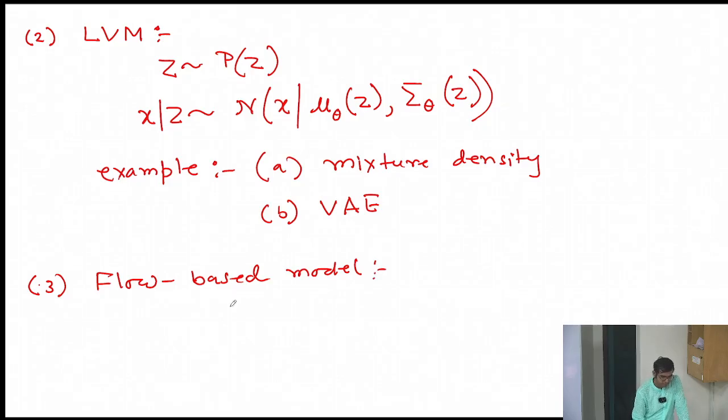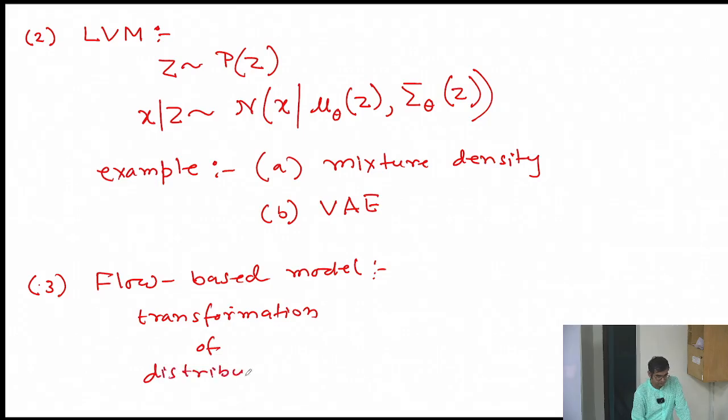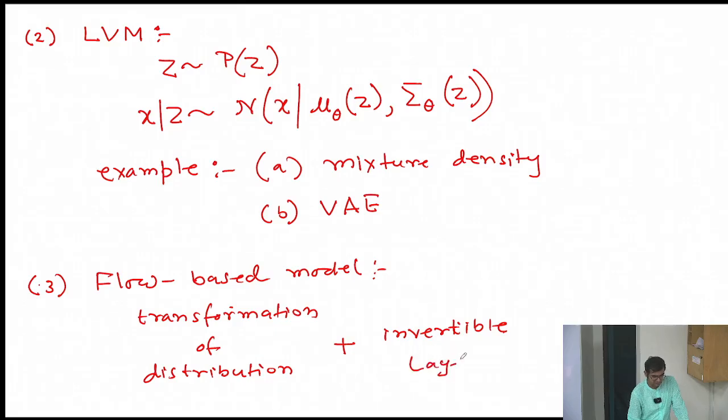So here there are two key ideas. One is transformation of distribution. This is one idea. And then the other idea is invertibility, or invertible layers. Okay.